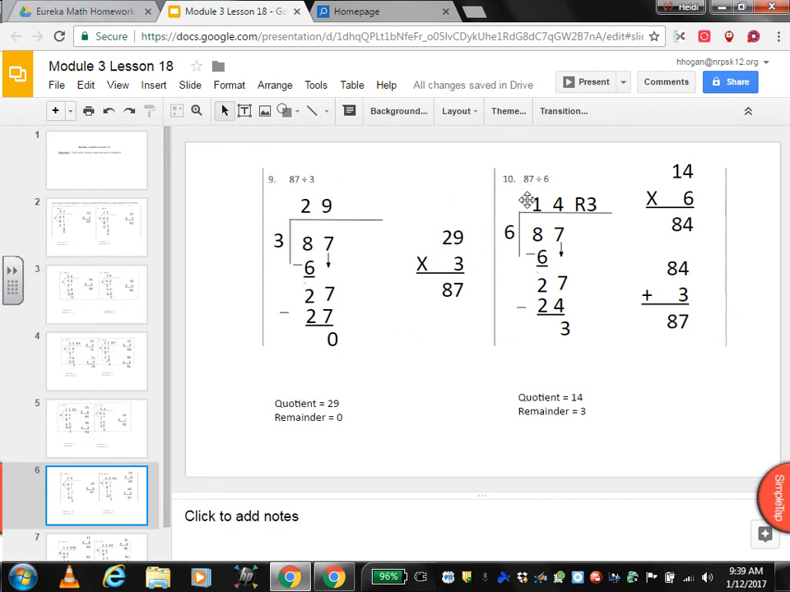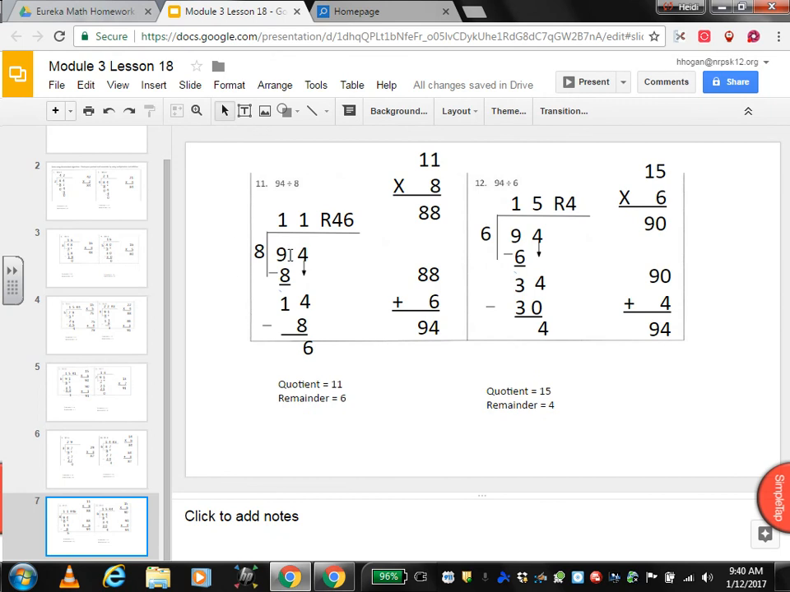87 divided by 6. 8 divided by 6 is 1. 1 times 6 is 6. Subtract, we get 2. Bring down 27. 27 divided by 6 is 4. 4 times 6 is 24. Subtract, we get a remainder of 3. Our quotient is 14. Our remainder is 3. Quotient times divisor gives us 84. We add our remainder. We get 87, which is our dividend.